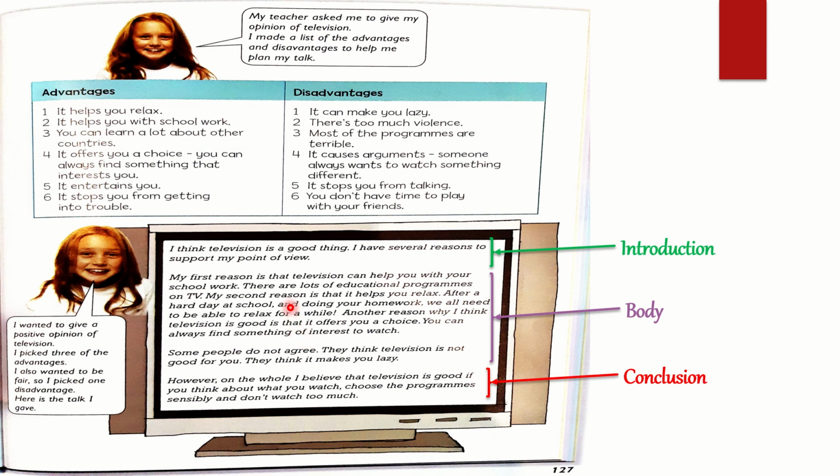The first one is about the reasons why she is in favor of television, and the second one is about the opposing opinion, what people say, for her to be fair, as we agreed. And the last paragraph is the conclusion. She is stating her opinion again in other words. Okay, guys? So that's it: a table of advantages and disadvantages, an introduction, a body, and a conclusion. And that's how you build up your opinion essay.